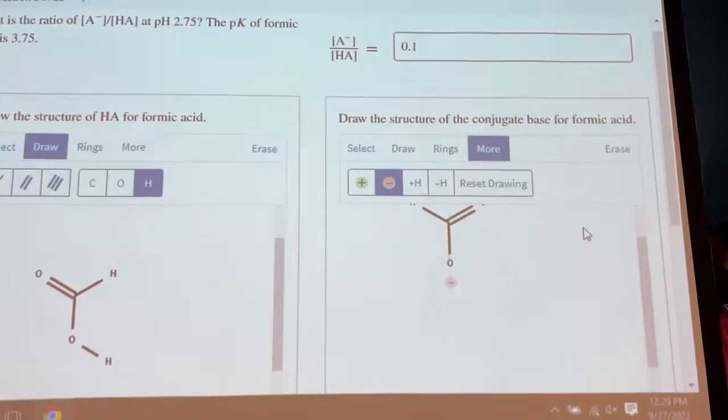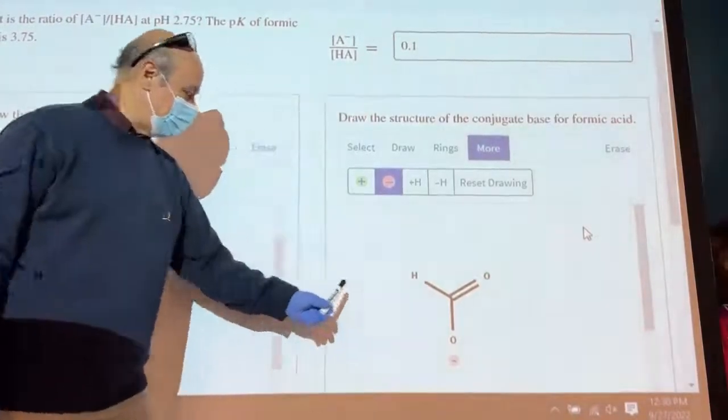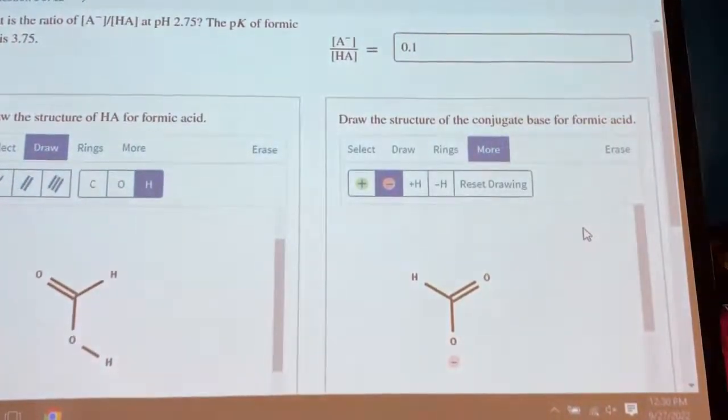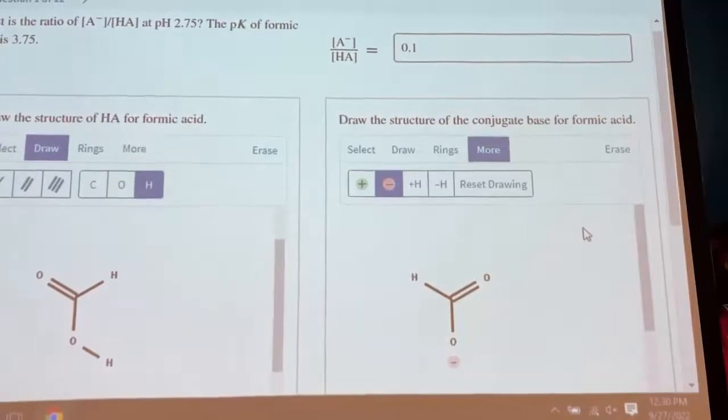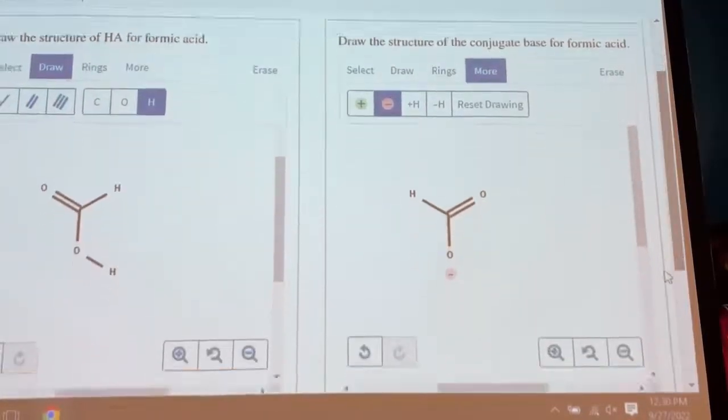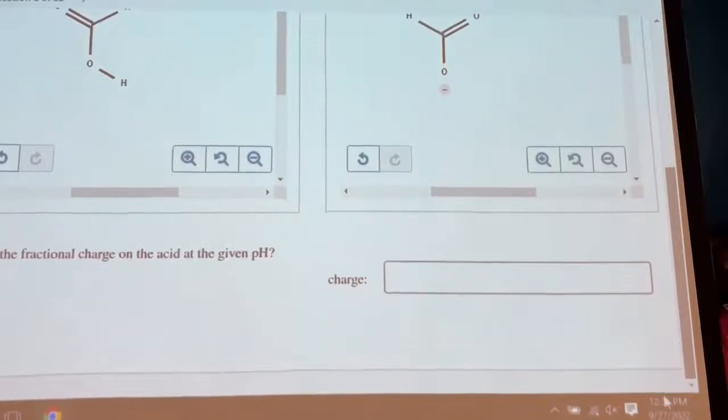So now that's the conjugate base of formic acid, or formate, and this is the acid, formic. So we have one more part of the problem to answer, and that is what is the fractional charge on the acid at the given pH? Oh, wow. I think that question goes with question 4, but I don't know how to answer that question. Question 4 or this question? Both.